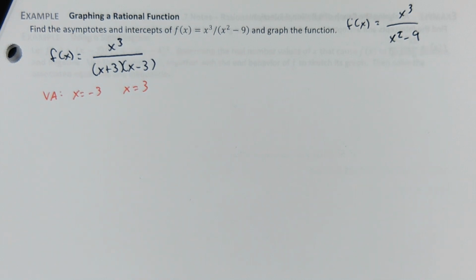We've already talked about the fact that it doesn't have a horizontal asymptote. It has an end behavior asymptote. We'll track that down using long division in just a moment. Before I do that, I want to go ahead and find my intercepts.